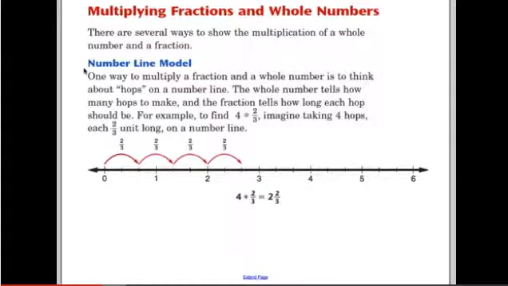Here's the number line model. One way to multiply a fraction and a whole number is to think about hops on a number line. The whole number tells how many hops to make, and the fraction tells how long each hop should be. For example, to find 4 times 2/3, imagine taking 4 hops, each 2/3 of a unit long, on a number line. Where do you end up? Right here, 2 and 2/3.